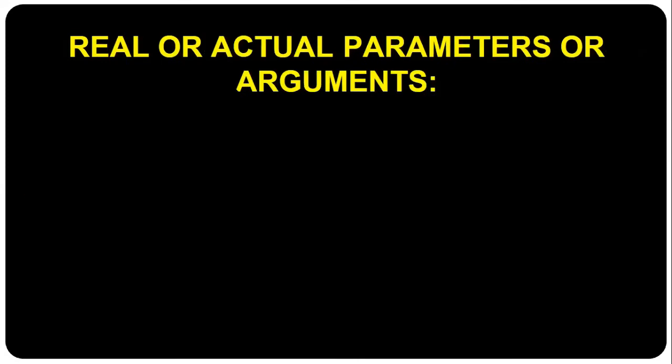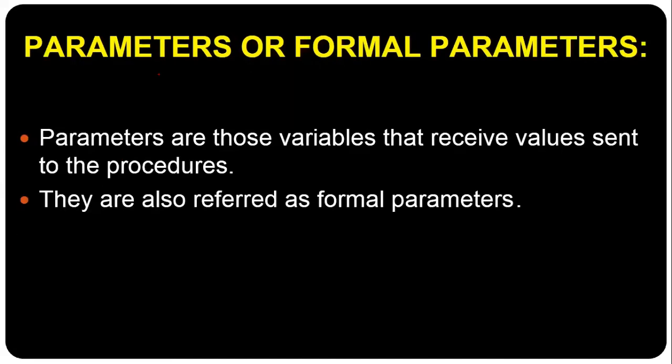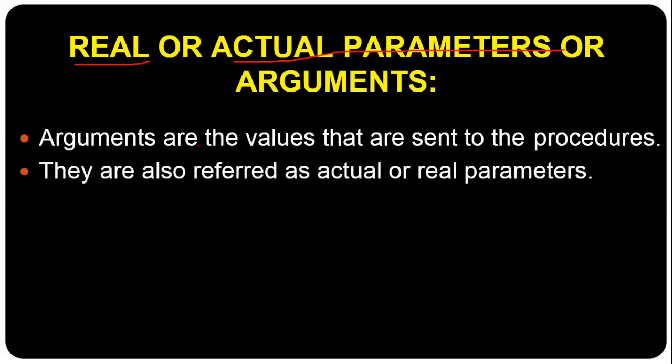Another term is arguments. Arguments are also known as real or actual parameters. Arguments are the values that are sent to the procedures, and whatever arguments are sent are stored in parameters. So arguments are values that get stored in parameters, and parameters are the variables that store arguments. This is how you can remember.